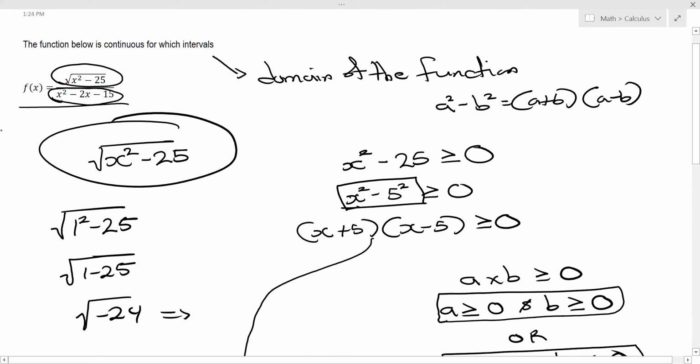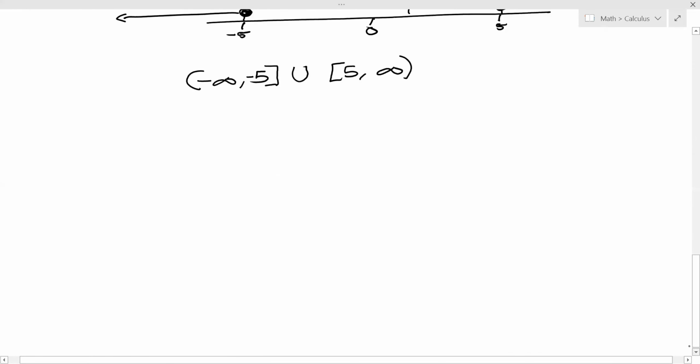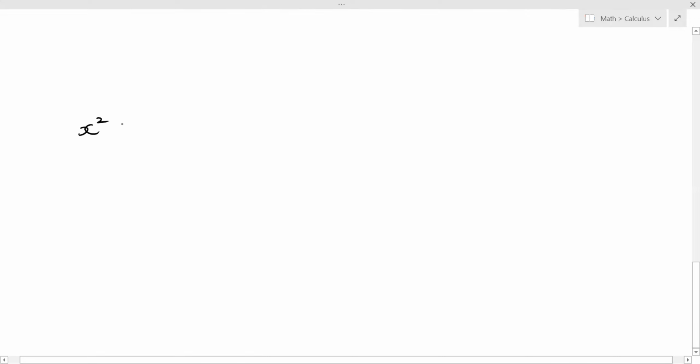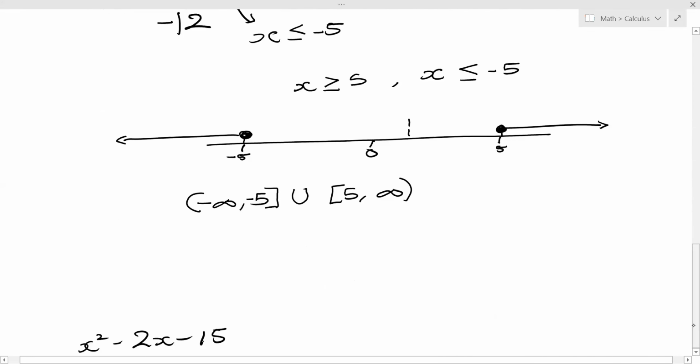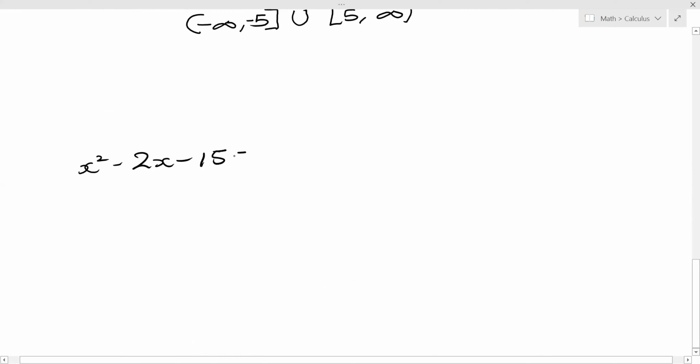Let's go to the denominator here. Now this function is going to be undefined when x squared minus 2x minus 15 is equal to 0. So actually we don't want this to be equal to 0. But let's solve this.